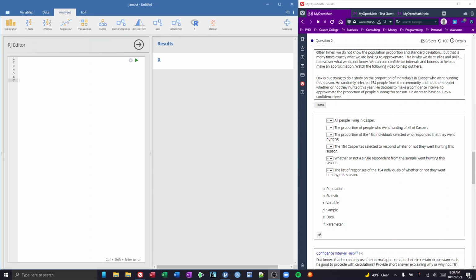So here it says that Dax is out trying to do a study on the proportion of individuals in Casper who went hunting this season. He randomly selected 154 people from the community and had them report whether or not they hunted this year. He decides to make a confidence interval to approximate the proportion of people hunting this season. He wants to have a 92.5% confidence.